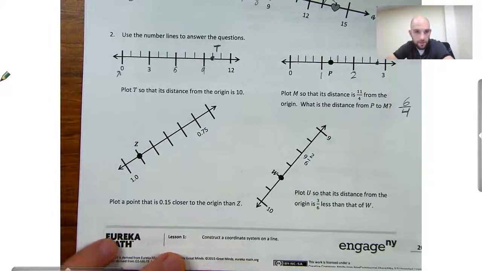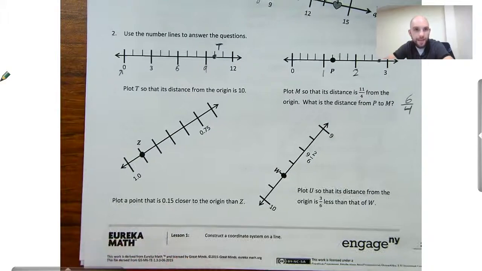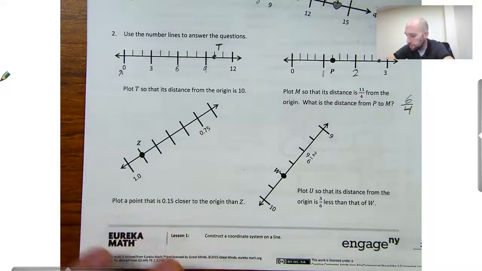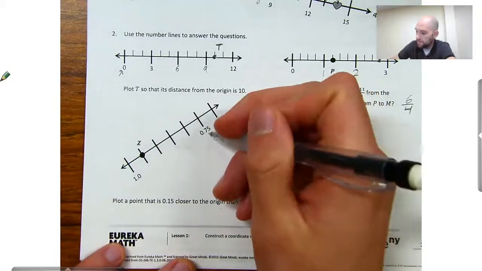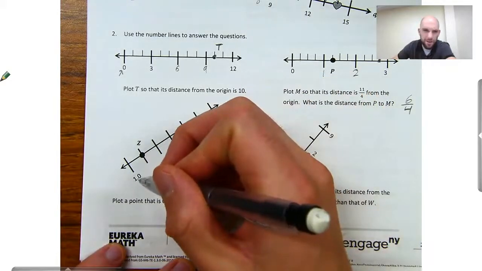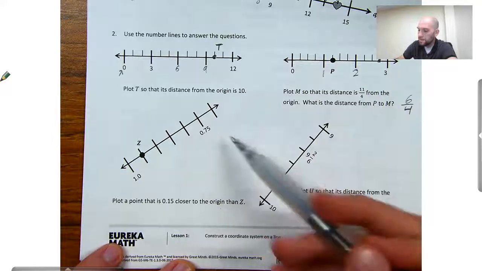All right, the next one tells us that we want to plot T so that the distance from the origin. Oh, that's the one that we already did there. This one we have to look down here. Plot a point that is 0.15 closer to the origin than Z. So we have 0.75, and then we have 1 over here. So this number line is kind of strange.